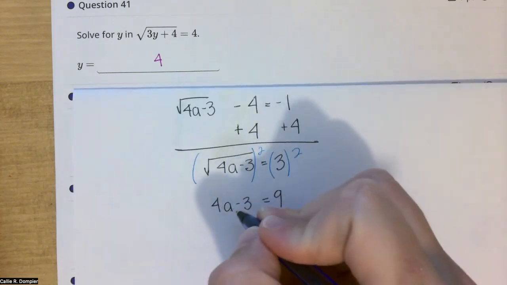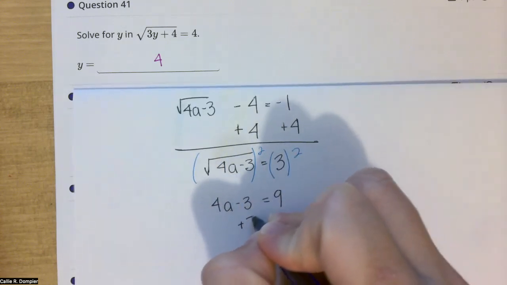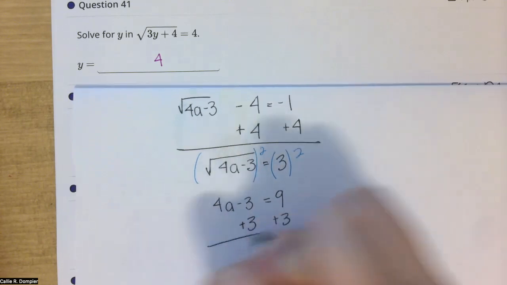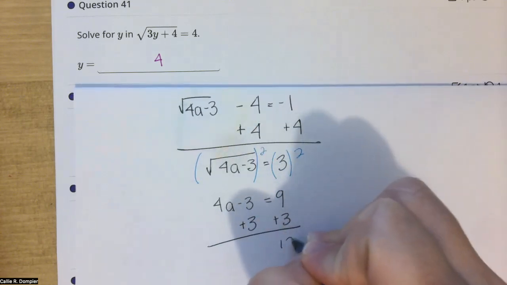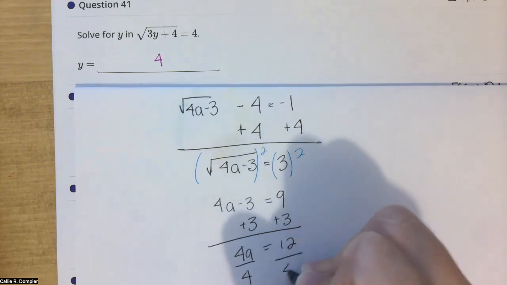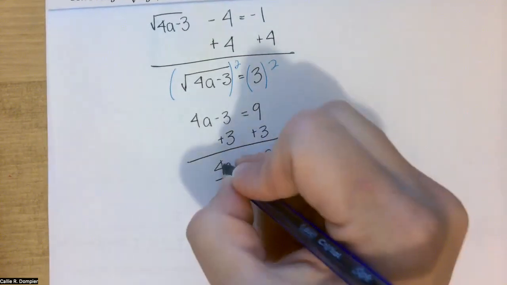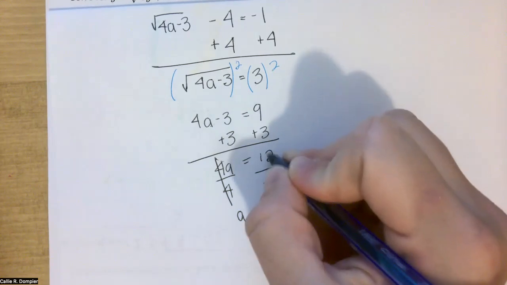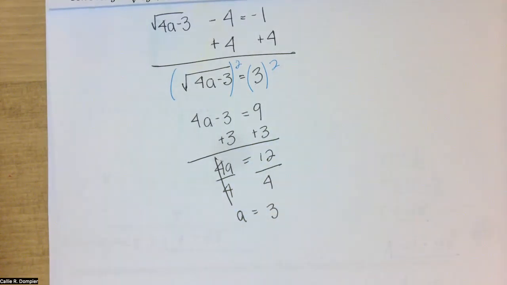Now, a is being multiplied by 4 and 3 is being subtracted, so I'll just add 3. Anything I do to one side, I do to the other side. 12 equals 4a, divided by 4, divided by 4. Those cancel, and I have a equals 12 divided by 4, which is 3. Good? Okay.